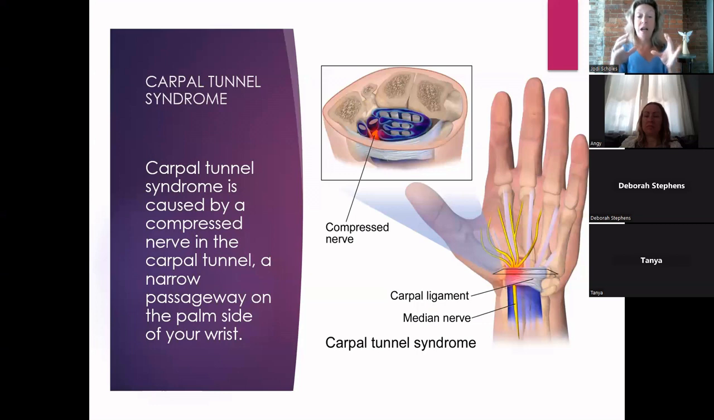Carpal tunnel syndrome is caused by the compressed nerve in the carpal tunnel, but that's happening because the carpal ligament is shortening, usually from texting or typing.